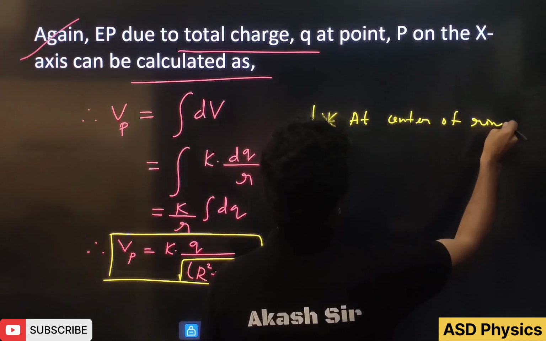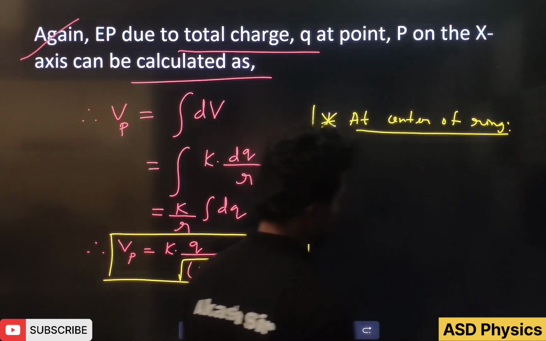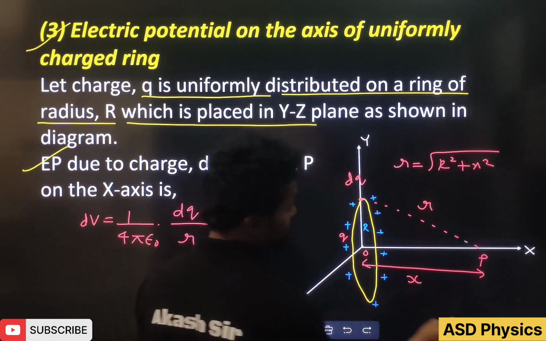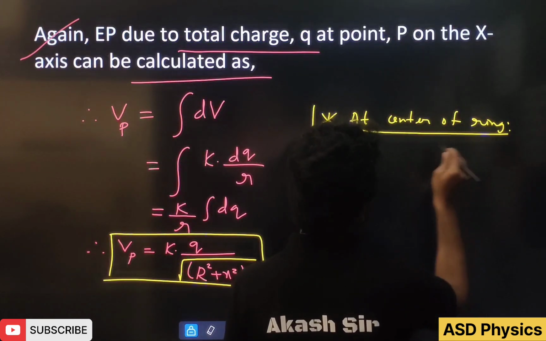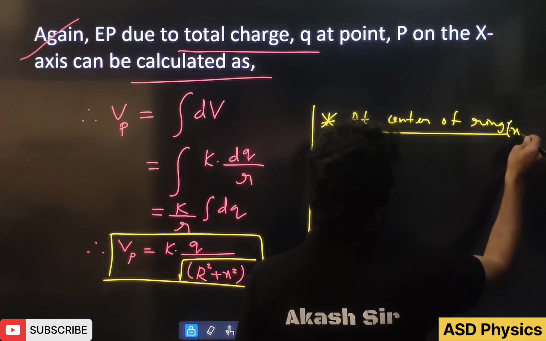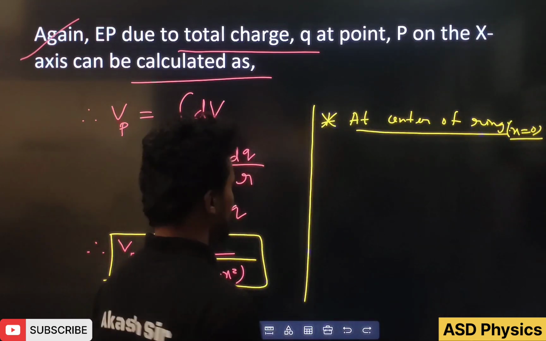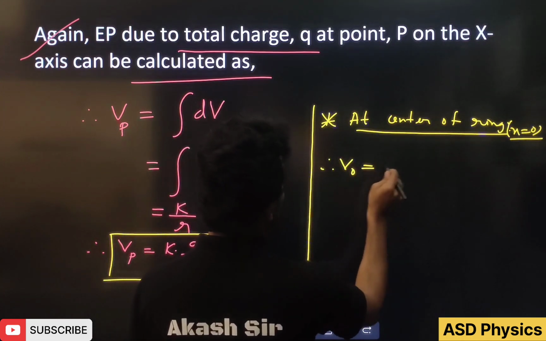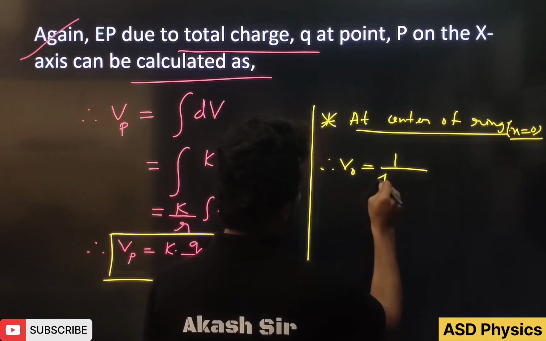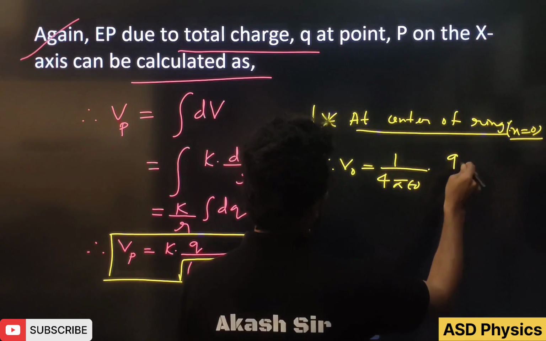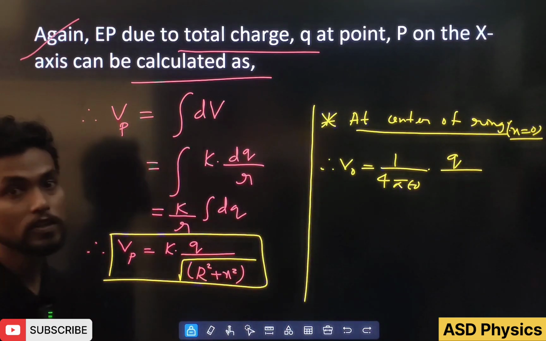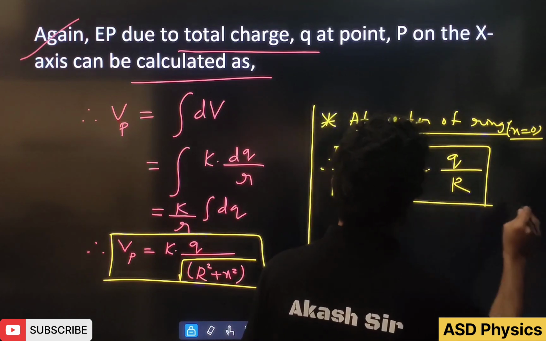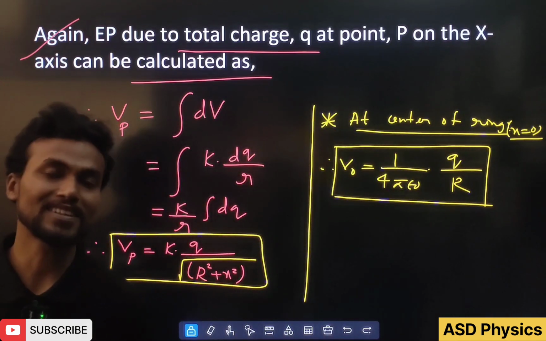Now if we talk about the center of the ring, so at the center of the ring, what will be there, students? When point P is coming to point O, the value of x will be how much? At the center of the ring, this value of x will be 0. So just put the value of x as 0 here. So what will come here? Hence V naught equal to K, that means 1 by 4 pi epsilon naught into Q, put x equal to 0, square root of r square means how much? R. So this is the potential at the center of the ring. I hope you have understood all this very easily.